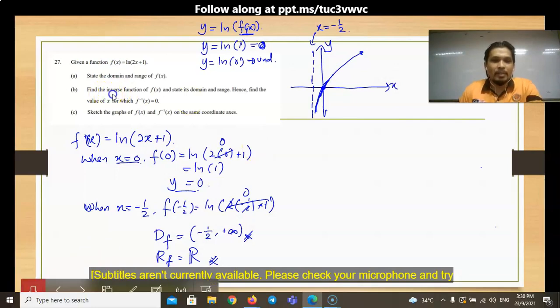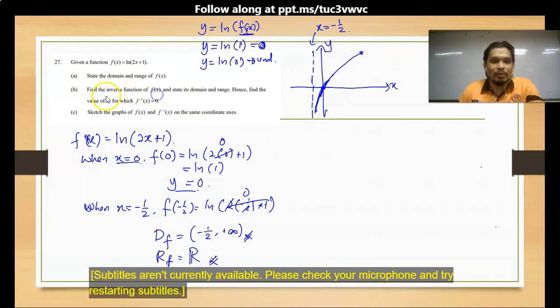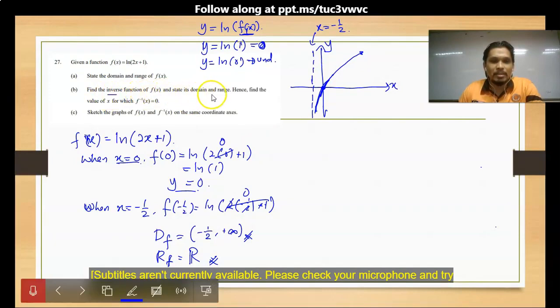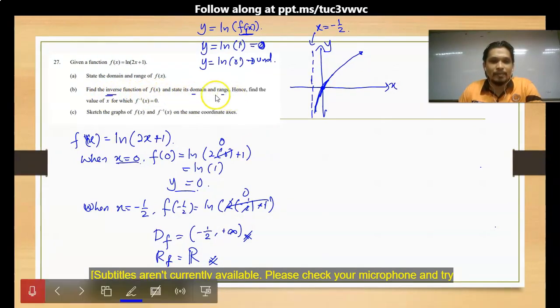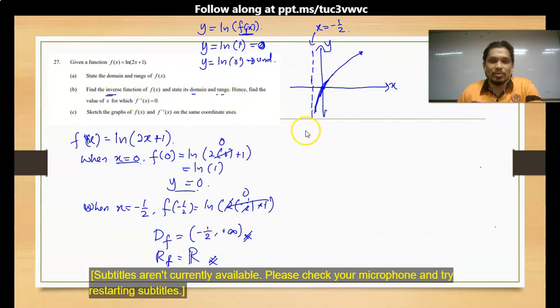Now find the inverse function of f and state the domain and range. Hence, find the value of x for which f inverse equals 0. So now, let f(x) equal y. y equals natural log of 2x plus 1.